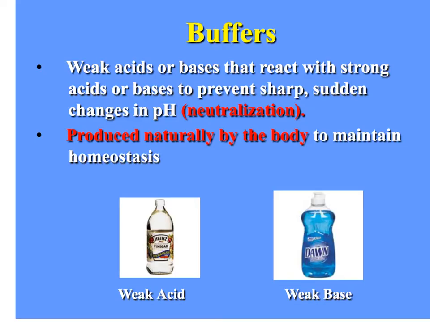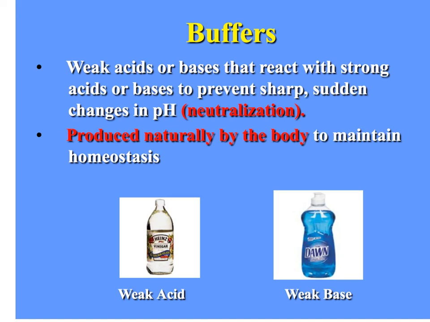That brings us to buffers. We talked about homeostasis. Remember, homeostasis is the ability to maintain an internal environment despite what's going on externally. In order to help organisms maintain that, they use buffers. A buffer is a weak acid or a weak base that is going to react with a strong acid or strong base, and basically it's going to level things out. It's going to prevent these sharp changes.